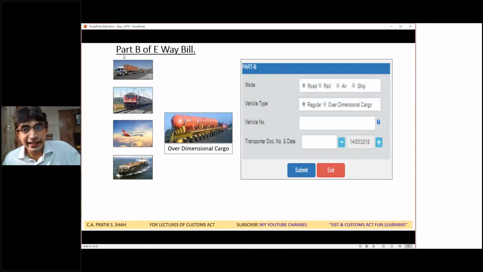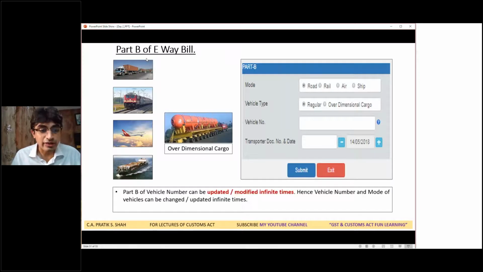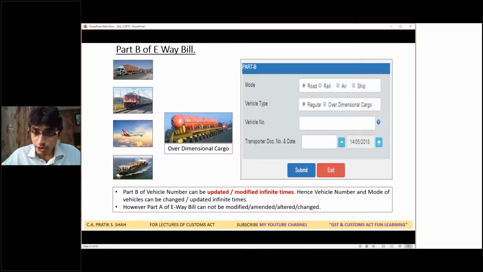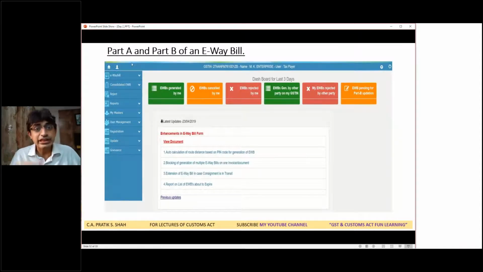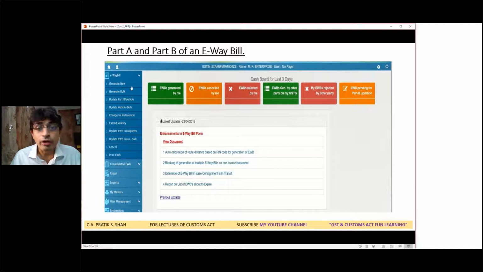Okay, so this is part A and part B of e-way bill. Part B of e-way bill, you can modify, you can amend, you can update infinite time. You can amend n number of times. Part A, you cannot amend at all. Part B, you can amend infinite times. Did you remember this? Part A, how many times? No amendment. But part B, this vehicle details, you can amend infinite times. Clear?